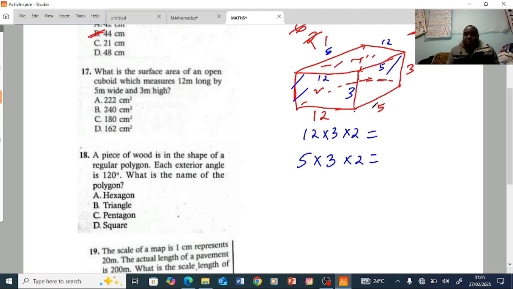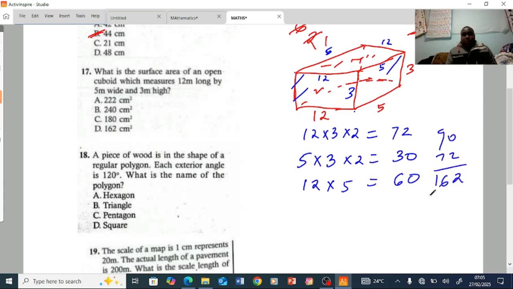Now we work out the bottom one. The bottom is 12 times 5 only, because we will not multiply times 2. So this is 36, 72. This is 15, 30. This is 60. 90 plus 72 is 162 centimeters square. The answer is 162 centimeters square.